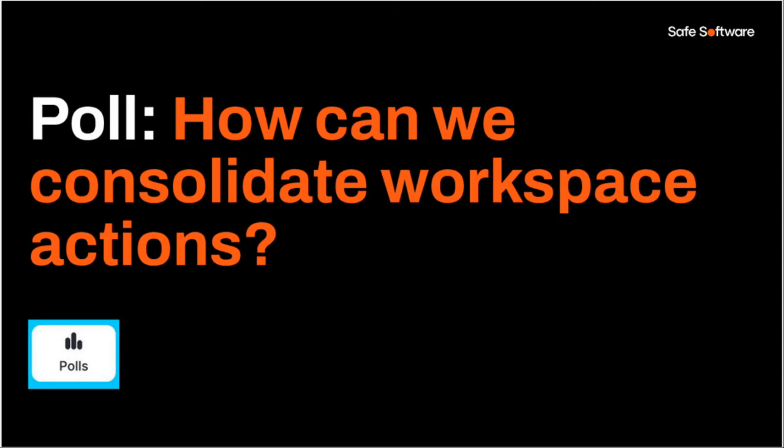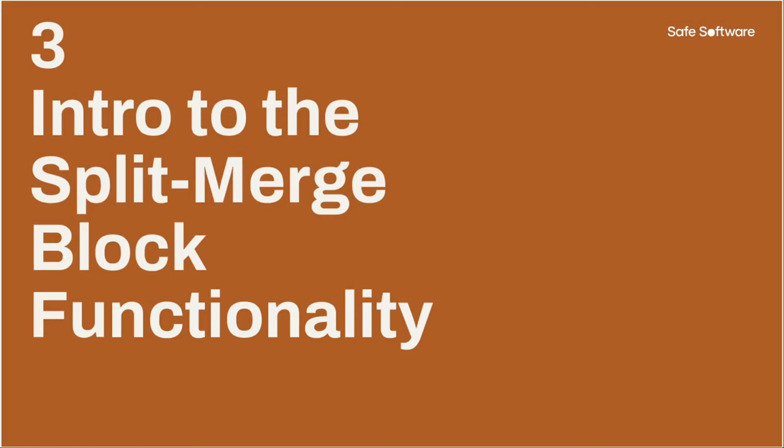Okay, it looks like we've gotten a good chunk of votes now. The audience is pretty divided between, it looks like the top 2 votes are merge action and split merge block. So I think we can reveal the answer now. All right, so the answer to this is the split merge block. This is what we're going to be using to consolidate actions in an automation. And I'll be covering that just now.